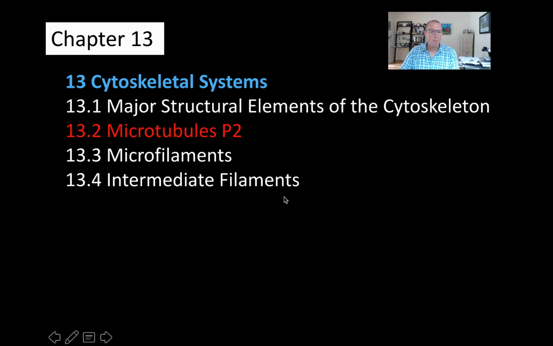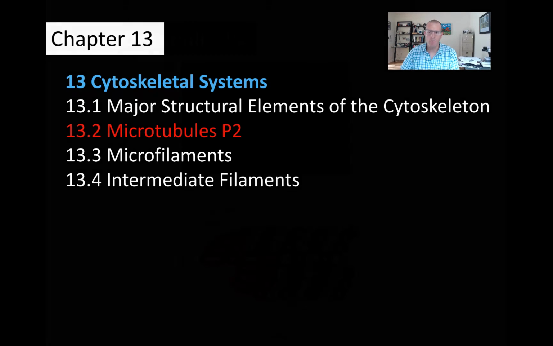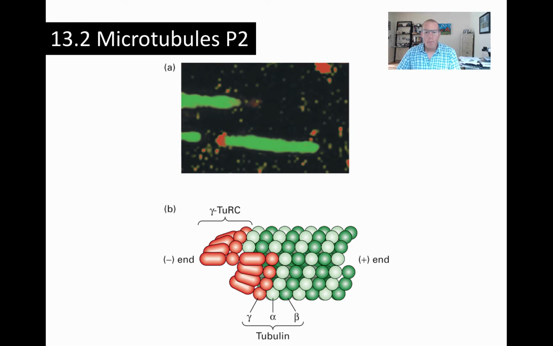Welcome back. This is the second part of our section on microtubules. We're going to look a little bit at the dynamics of microtubule formation in this video. So microtubules are nucleated. That means their synthesis is initiated at something called the gamma tubulin ring complex, also called the gamma TuRC. And you can see that down here in this bottom image.